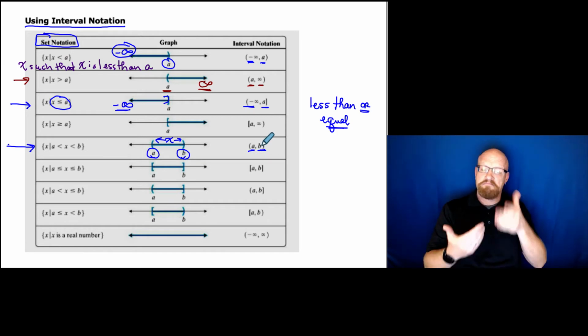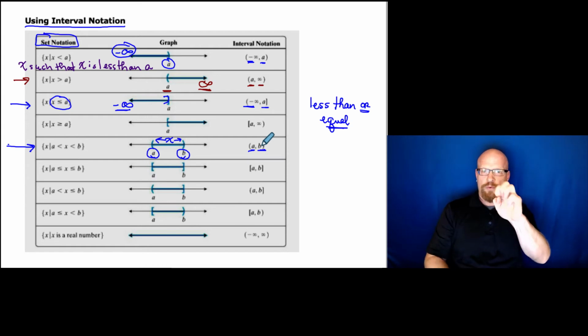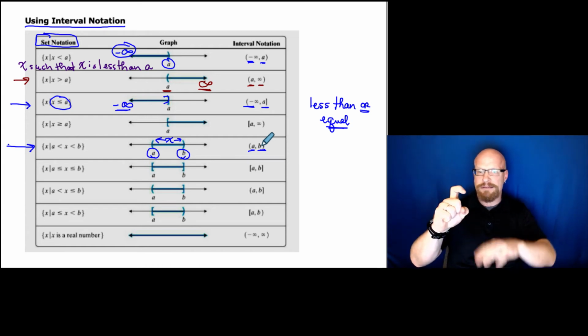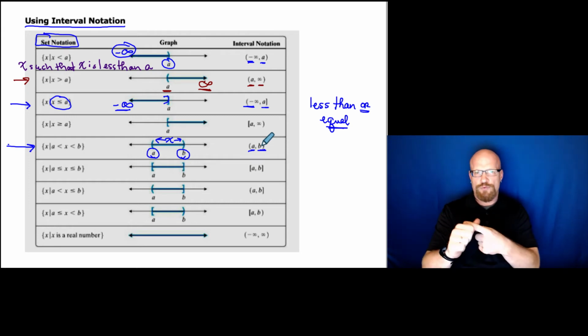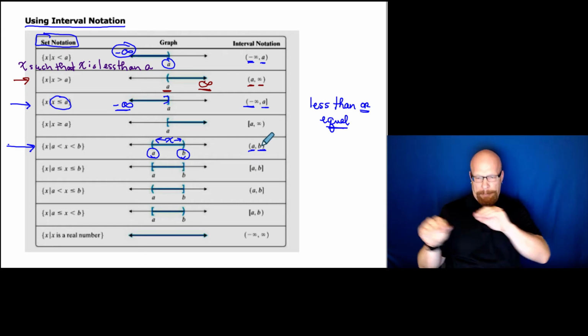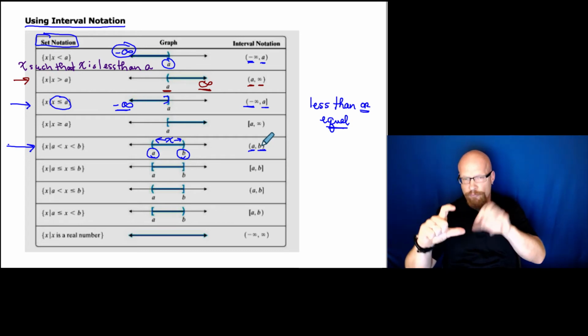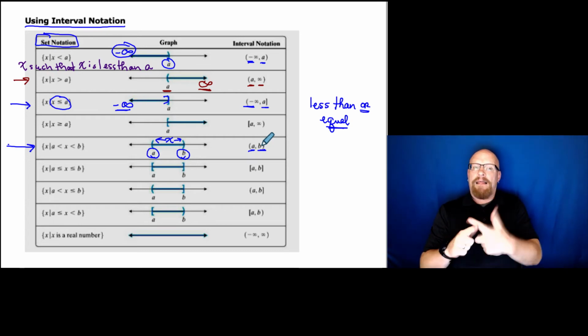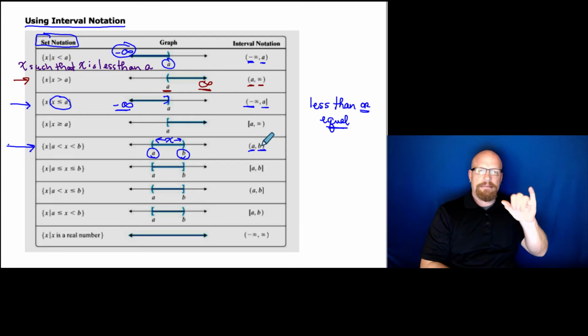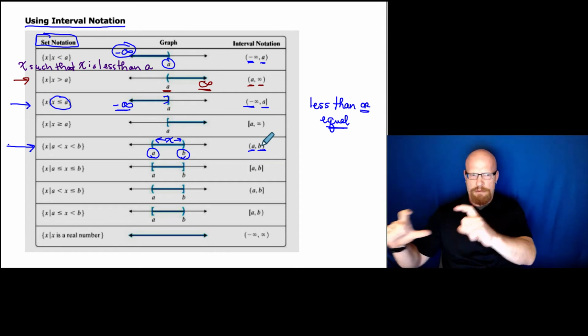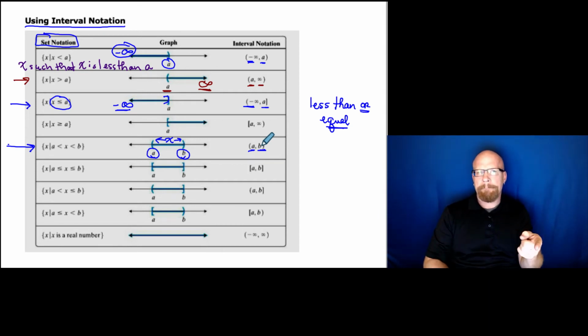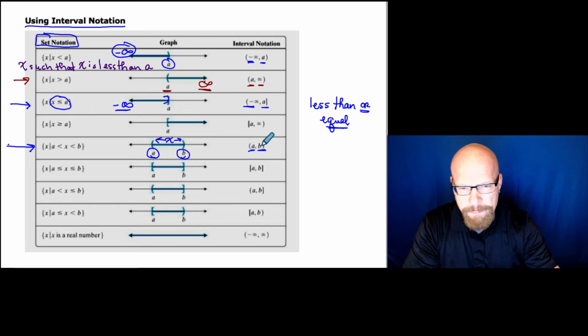My recommendation is when you're working on these, like asking for set notation, or if I give you some inequality, draw the number line first, label everything, figure out what direction it's going with the correct brackets or parentheses. And the last thing you should do is the interval notation, because the interval notation follows the number line in the same order with the same symbols.